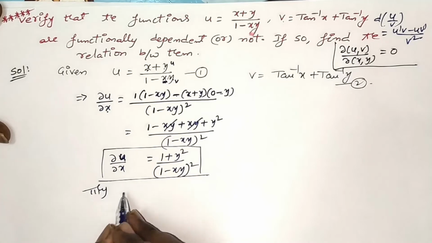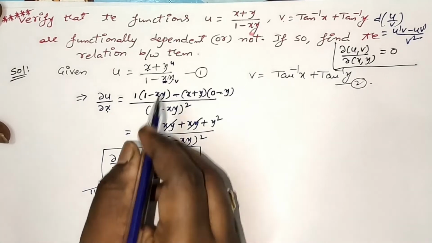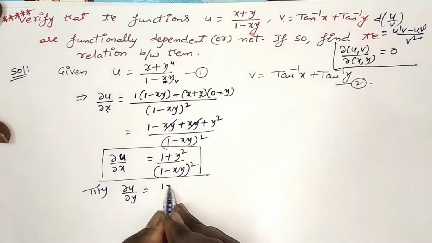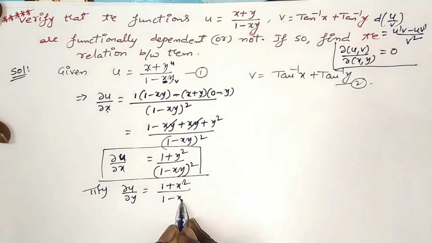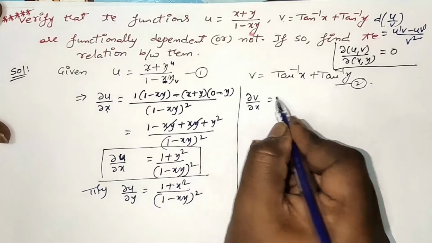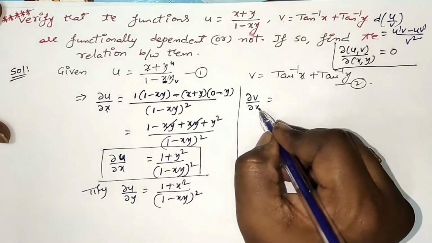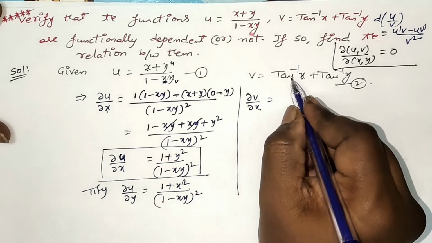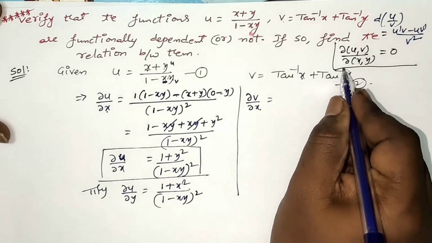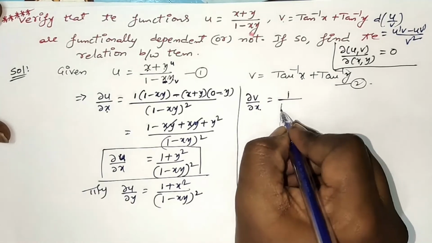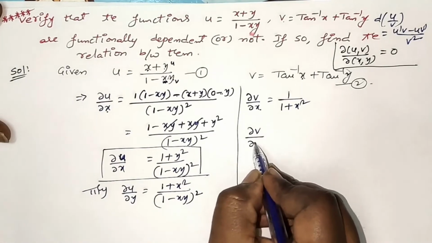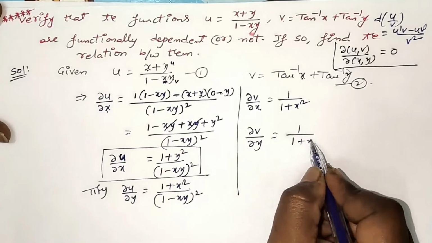Similarly, you can get dou u by dou y. Again you can take the u by v rule. You will get (1 plus x square) by (1 minus xy) whole square. Okay, and now dou v by dou x: you should take the partial derivative of tan inverse of x with respect to x. It is nothing but the ordinary derivative of tan inverse of x, and the partial derivative of tan inverse of y is completely constant, so its partial derivative becomes 0. You know that the derivative of tan inverse of x is 1 by (1 plus x square). Similarly, dou v by dou y is equal to 1 by (1 plus y square).